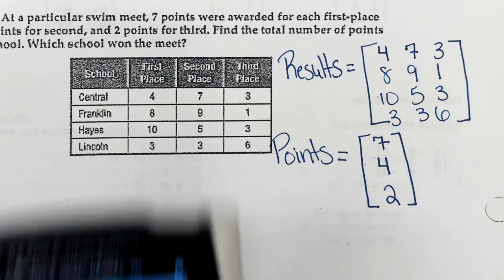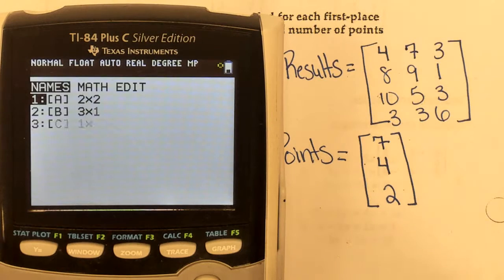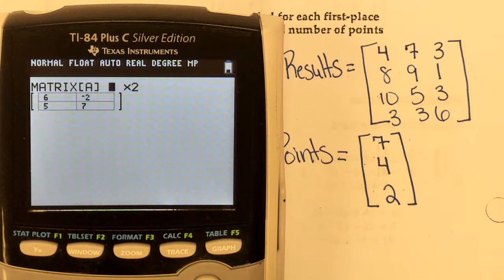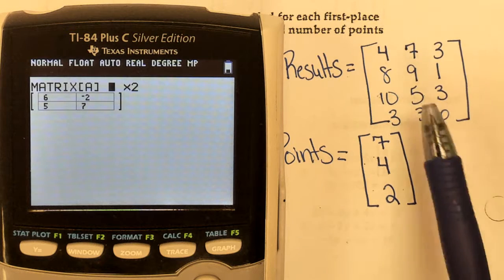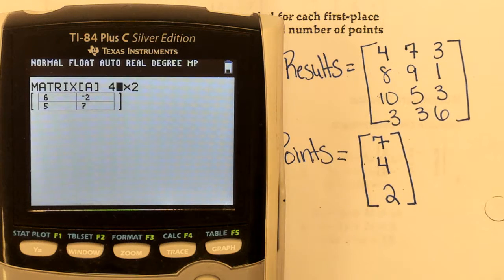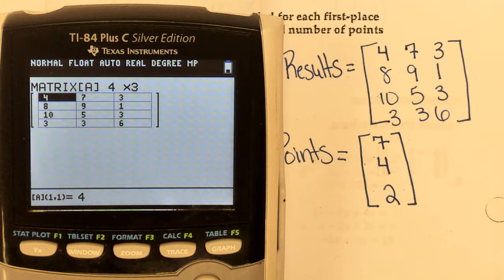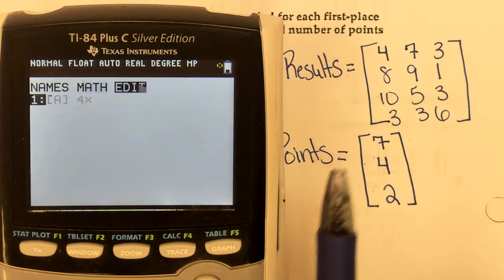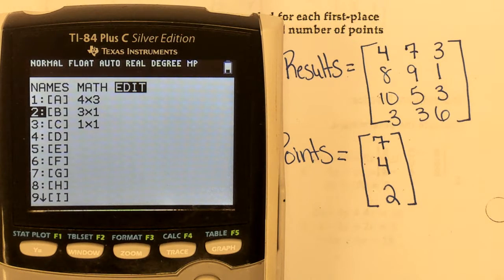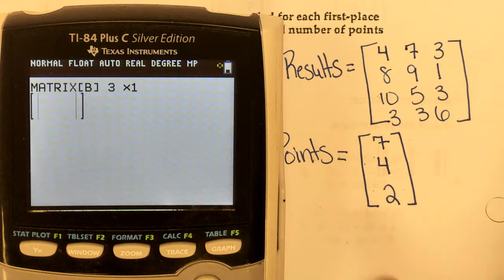So there is a way to do it on your calculator, and we're going to type them in. Go over to edit. Y'all know how to do this by now. What's the size of the first one? 4 by 3. There you go. We're going to type them all in. Y'all know how to do this. Y'all are pros now, right? Okay. Then we're going to go back to matrix, over to edit, but this time we're going to edit the second one. And what's the size of this guy? 3 by 1. There you go.